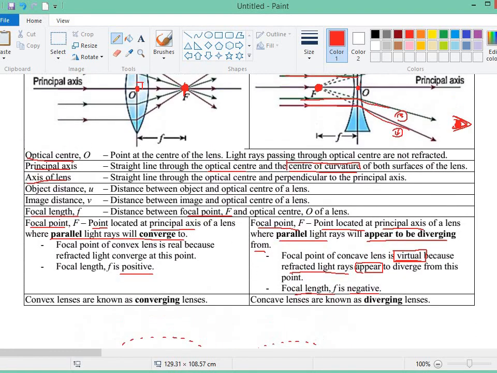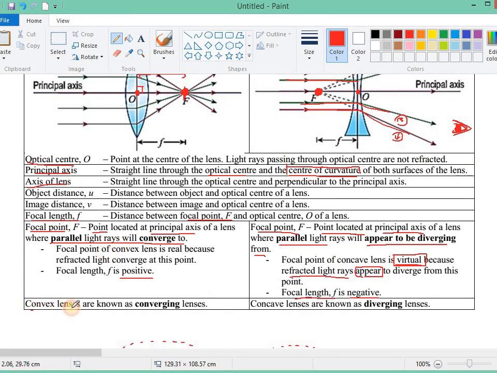Okay, so convex lenses are known as converging lenses because they converge the light. So we call it a converging lens. Concave lenses are known as diverging lenses.